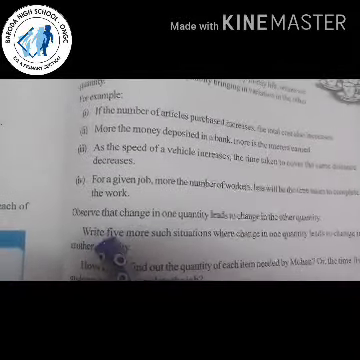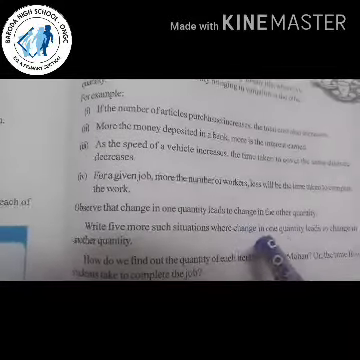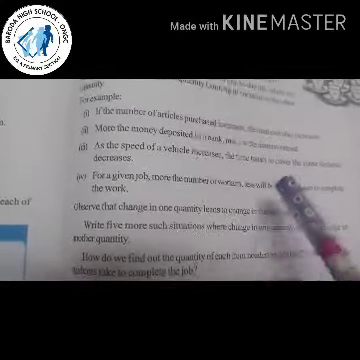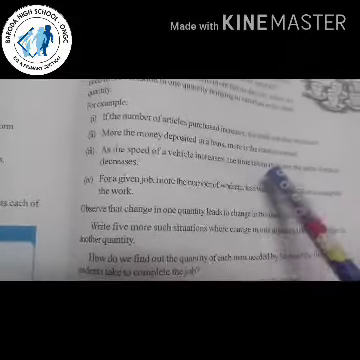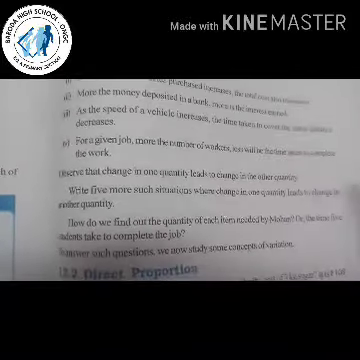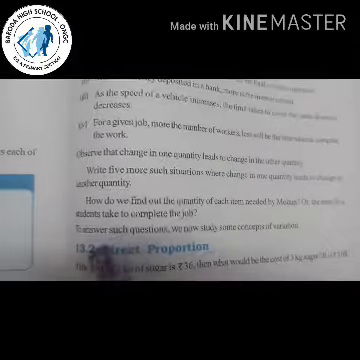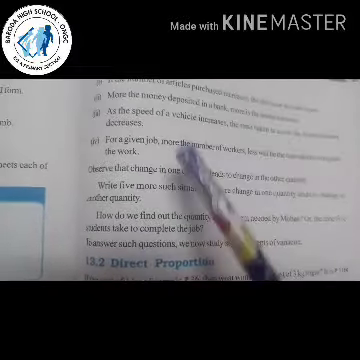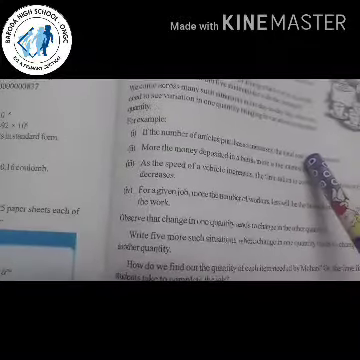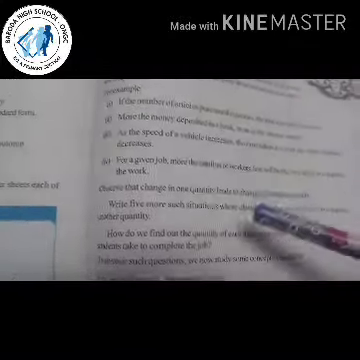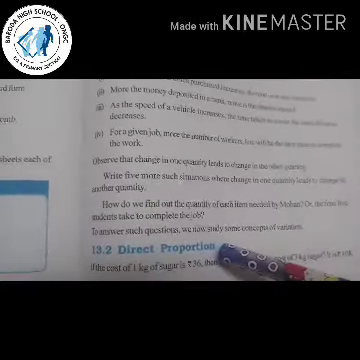So children, you will write 5 such situations on your own where when one quantity is increasing, the other also increases, and when one quantity is increasing, the other decreases. So the condition in which increase in one quantity leads to increase in the second quantity, okay, such type of conditions are known as direct proportion.